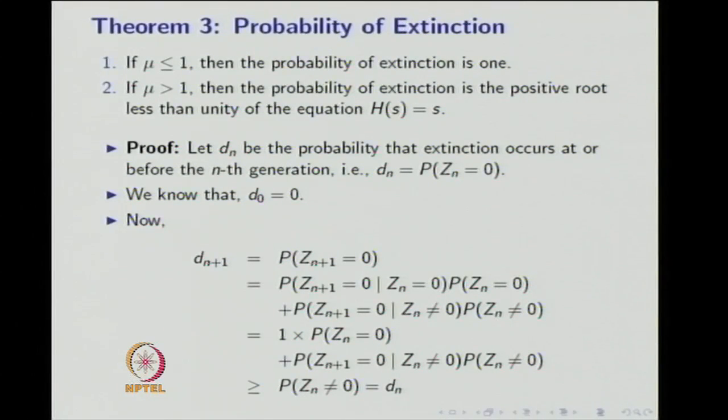Let us see the proof. Let dn be the probability that extinction occurs at or before the nth generation. Hence, dn is nothing but the probability of Zn equal to 0. We know that d naught will be 0, because we made the assumption Z naught is equal to 1.